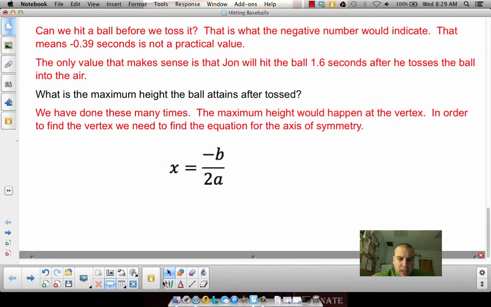Okay, so let's see, I need my pen again. All right, so the opposite of b was negative 25. I don't know why it's going so slow. Divided by 2 times a. A was negative 16, so it's a negative 32.